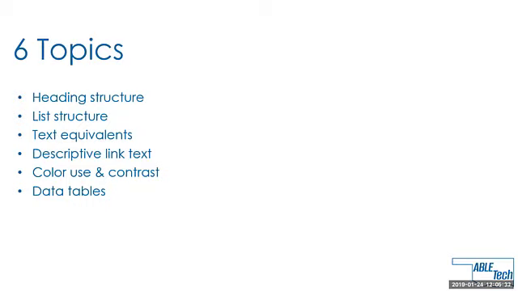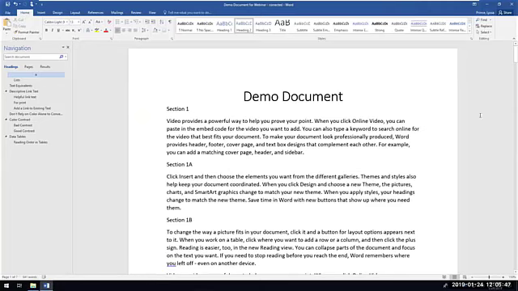All right, so our 6 topics are heading structure, list structure, text equivalents, descriptive link text, color use and contrast, and data tables. All right, now I'm going to go ahead and flip over to my Word document. I have set up a document just to save some time. I've got some content in here already, and we'll go through here and demonstrate the concepts that I listed out just a minute ago.